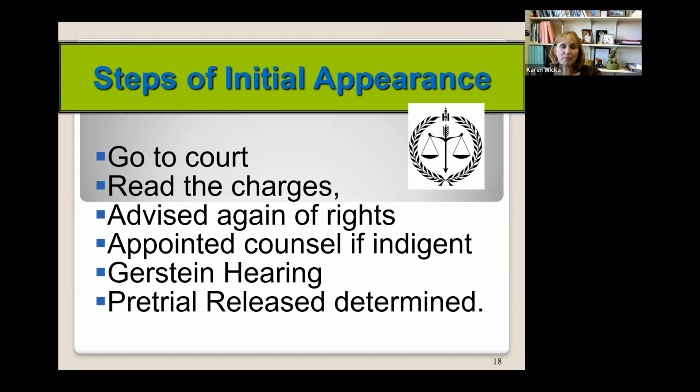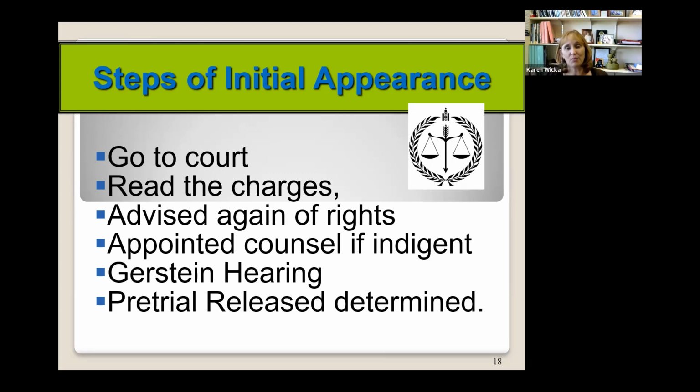They also are going to appoint counsel. So if you need an attorney and you cannot afford one, remember, if you are too poor to afford an attorney, it's called indigency. So if you are indigent and too poor to afford an attorney, this is when they are going to appoint one. You may have what's called a Gerstein hearing, which we're going to talk about in a minute. And then the other thing that's going to happen is they could be giving you what's called pre-trial release. We'll get into a little more detail about pre-trial release. So these are the main things that happen at this first or initial appearance.